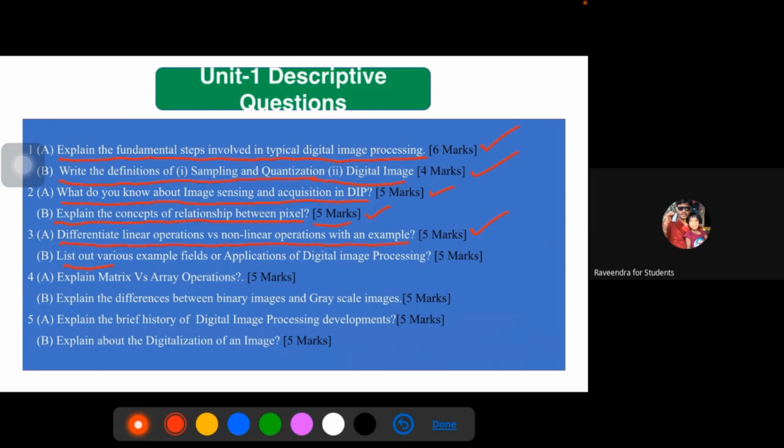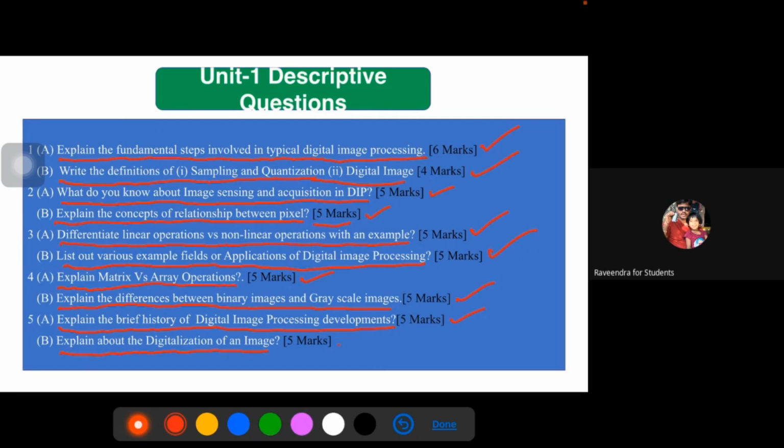Then list out various example fields or applications of digital image processing for 5 marks. Then explain matrix versus array operations for 5 marks. Then B, explain the differences between binary images and grayscale images for 5 marks. And last question, explain the brief history of digital image processing developments for 5 marks. And explain about the detailing of an image for 5 marks. So these are the 5 questions as important questions for unit 1.